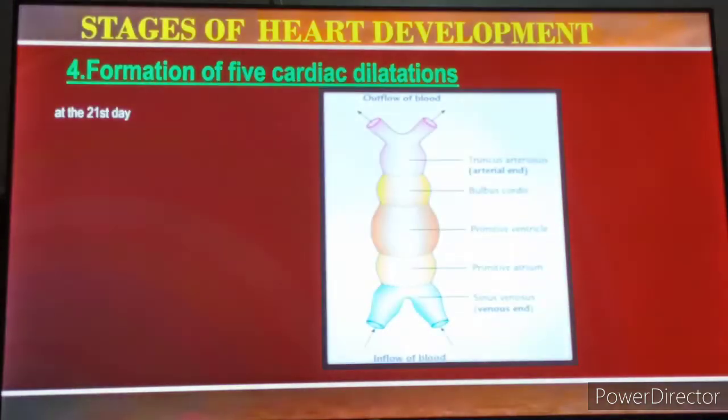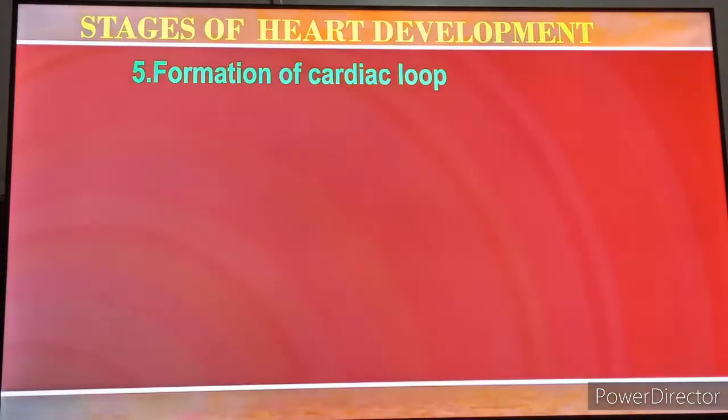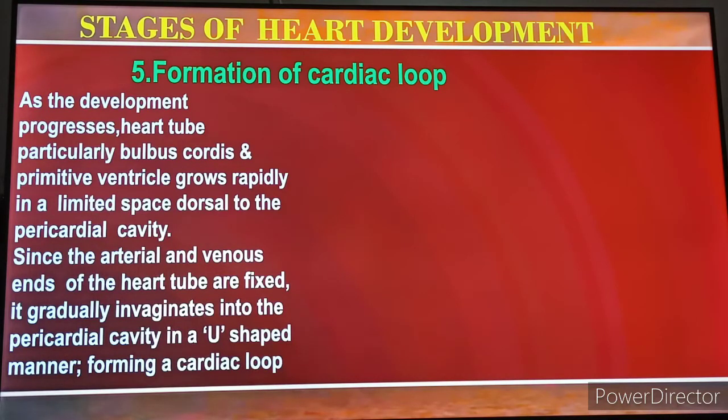So the 5th stage of formation is the formation of the cardiac loop. Now these dilatations are going to form a U-shaped structure that is called a cardiac loop, by reason of fast development. The heart is progressively developing, and the heart tube, particularly the bulbus cordis and the primitive ventricle, have a very fast and rapid growth. Because of the limited space dorsally in the pericardial cavity, and because we've said the arterial end and the venous end are fixed, the heart gradually invaginates into the pericardial cavity, forming a U-shaped loop.